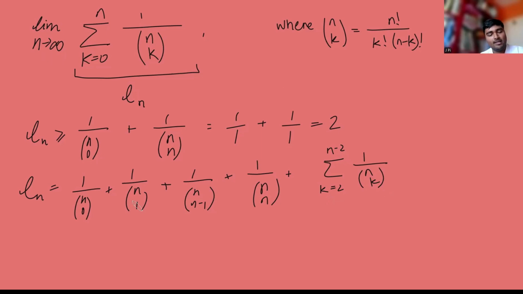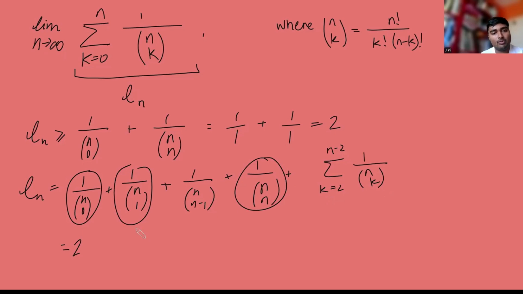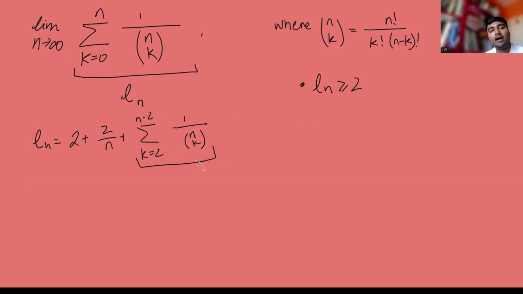Okay, what is 1 over n choose 0? Those are both just 1s again, so we're going to get 2 from that. Now 1 over n choose 1 turns out to be 1 over n. Same for this one, so this will be plus 2 over n. And then we've got this sum here, the sum from k equals 2 to n minus 2 of 1 over n choose k. So Ln is equal to this expression if n is at least 2. Now what we want to do is provide an upper bound for this expression.